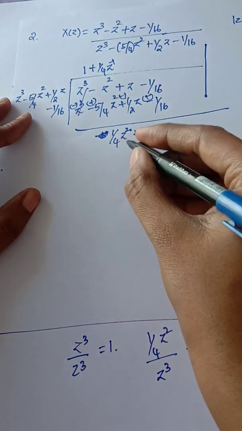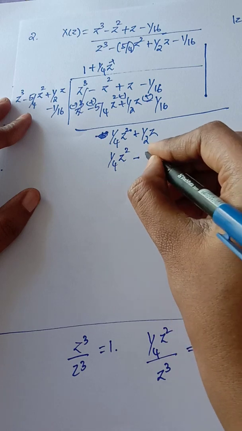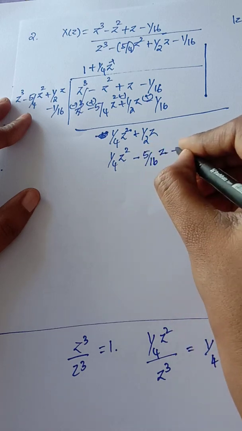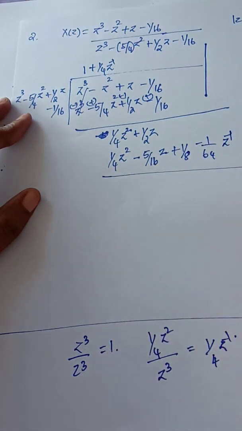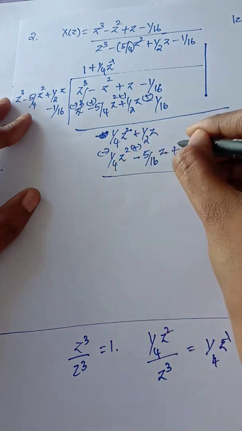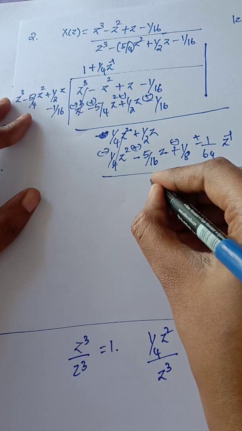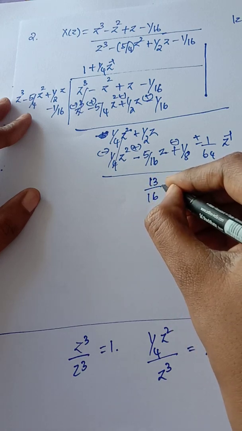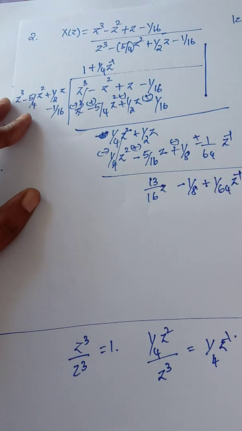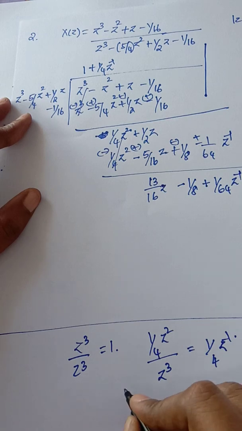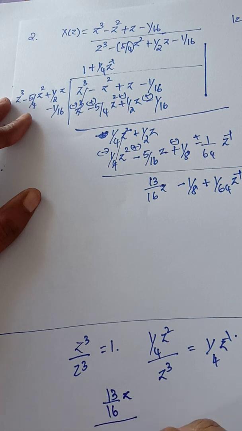Okay, now multiply with this term. What I will get is 1 by 4 z square minus 5 by 16 z plus 1 by 8 minus 1 by 64 z inverse. Next I need to change the sign, minus plus minus plus, so this will get cancelled. For this I will get 13 by 16 z minus 1 by 8 plus 1 by 64 z inverse. Okay, next here I need to consider 13 by 16 z divided by z cube.